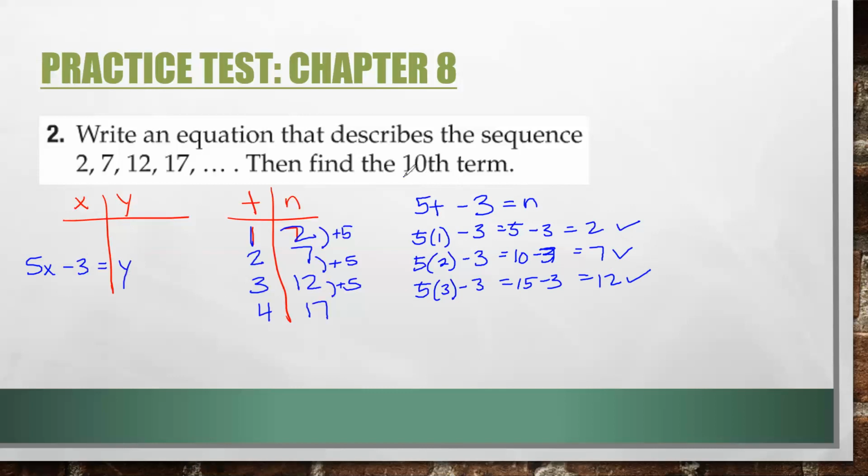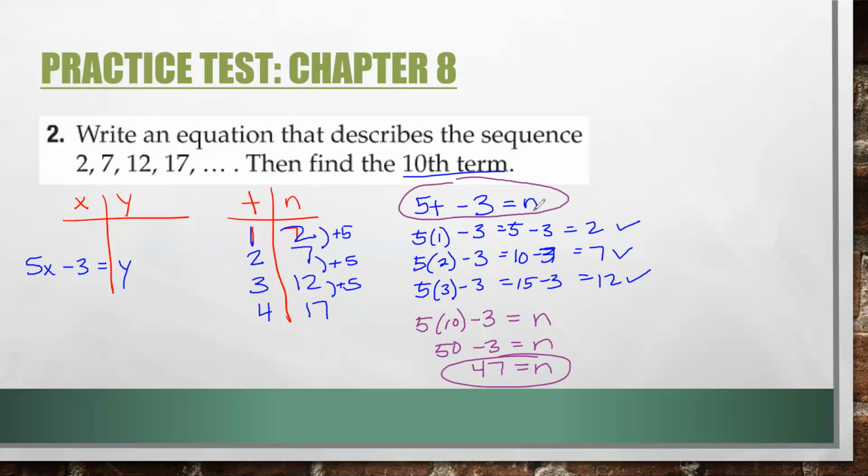Then it says find the 10th term. So now what I'm going to do is plug in a 10 into this equation for the term number. So this would be 50 minus 3 equals n. So this would be 47 equals n. So the equation is 5t minus 3 equals n, and for the 10th term, n equals 47.